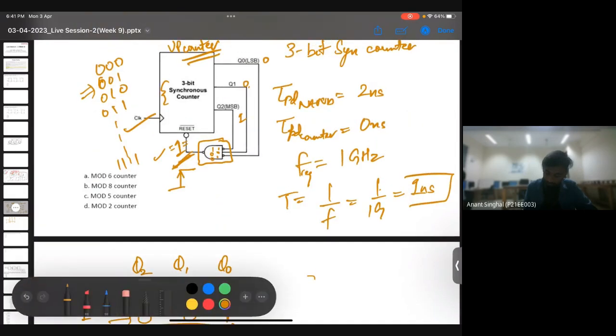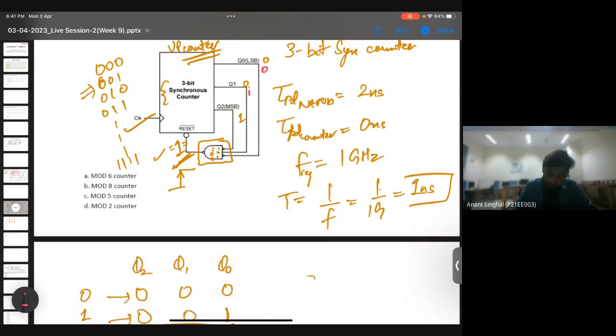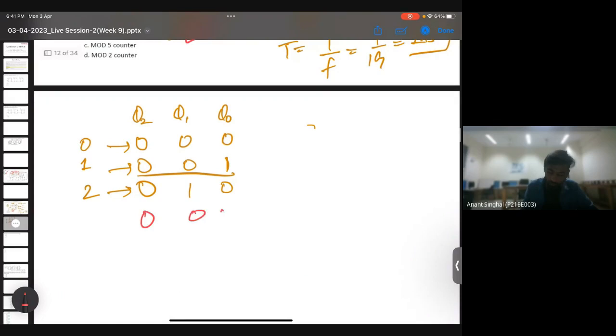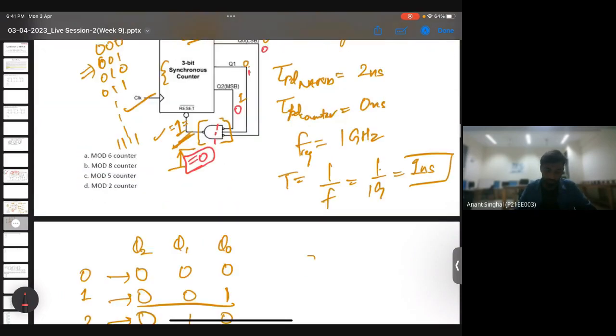So when it is 0, it is 1, and this is 0. So what will happen? This will be 1 1 1, and that will make it 0. So there will be no further counting. Once it gets 0, it will go back to the initial state. Is it fine? Is it clear?